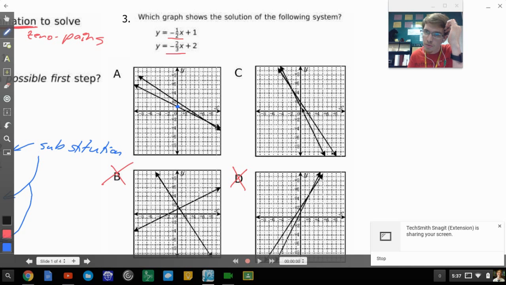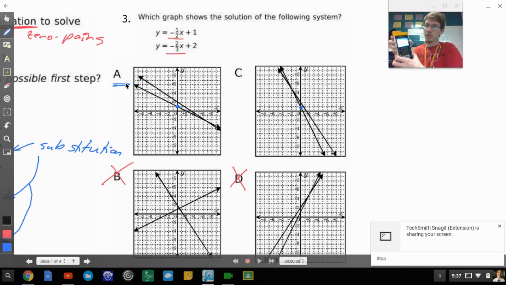Let's check this one out. Start at 1, go down 2, over 1, 2, 3. I don't think so for this one. So I'm leaning towards A. But to check that, I think it would be fair to make an estimated guess.